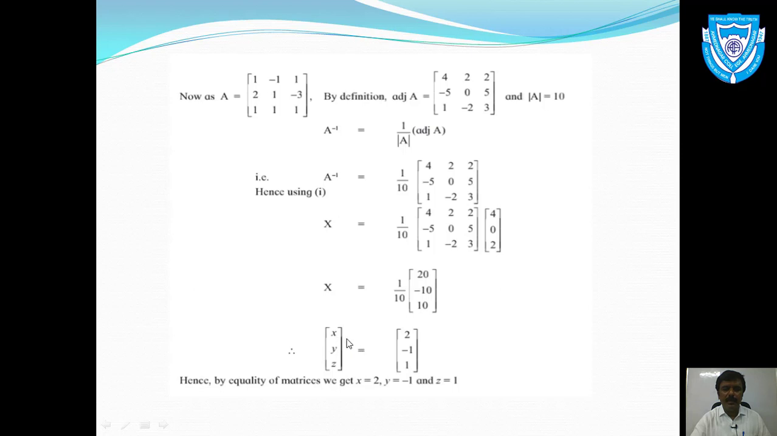It means that their corresponding elements are also equal. It means that x is equal to 2, y is equal to minus 1 and z is equal to 1. This is how we can solve the system of linear equations using the inversion method. So this was all about the method of inversion to solve the system of linear equations.